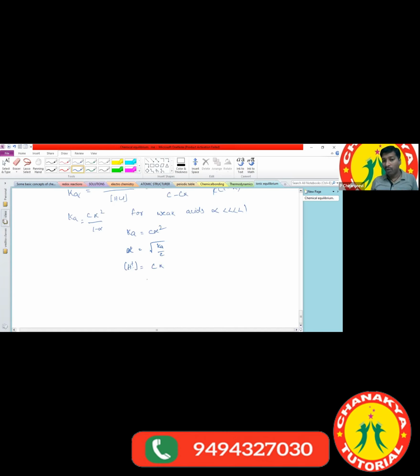You know the alpha value. If you substitute the alpha value, you get the square root of Ka into C. All these are the different formulas we use in the calculation part.